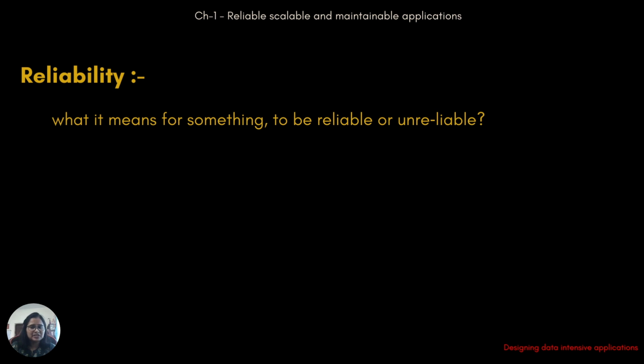typical expectations include: the application performs the function that the user expected. Software can tolerate users making mistakes or using the software in unexpected ways. Software performance is good enough for the required use case under the expected load and data volume. The software system prevents any unauthorized access and abuse. If all those things together mean working correctly, then we can understand reliability as meaning roughly continuing to work correctly even when things go wrong.